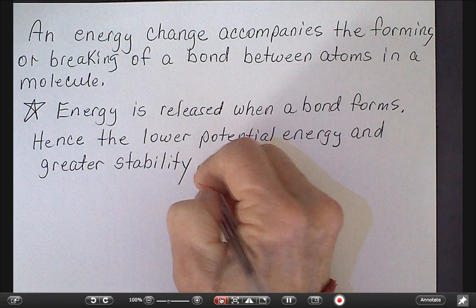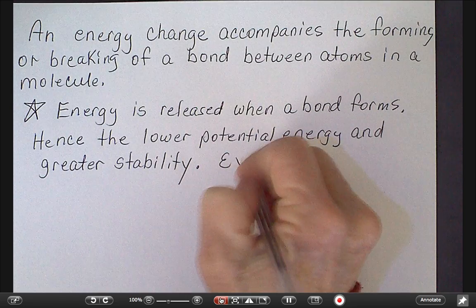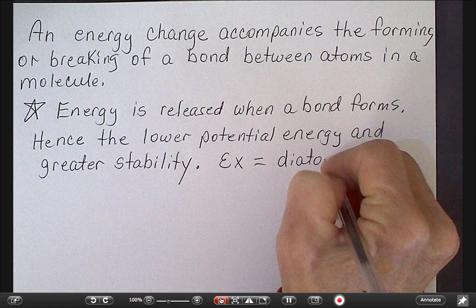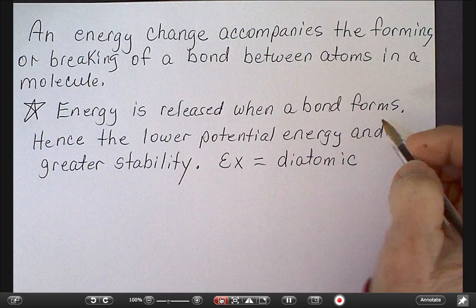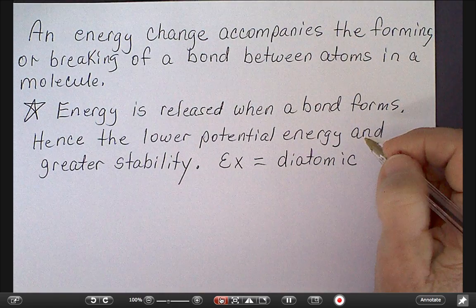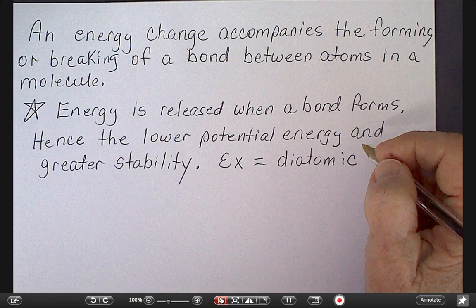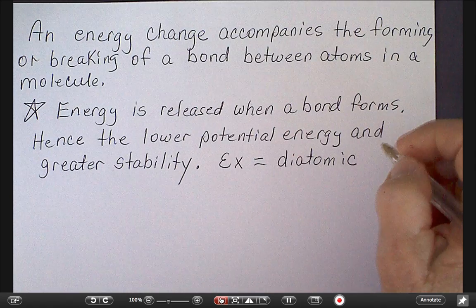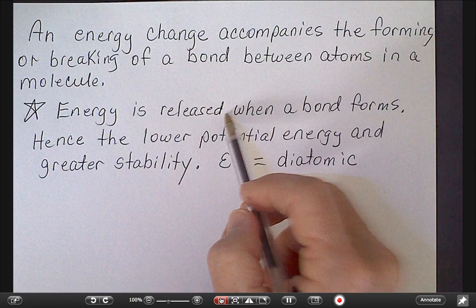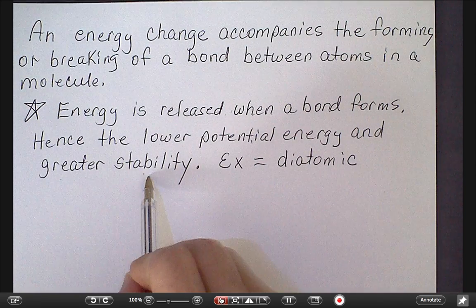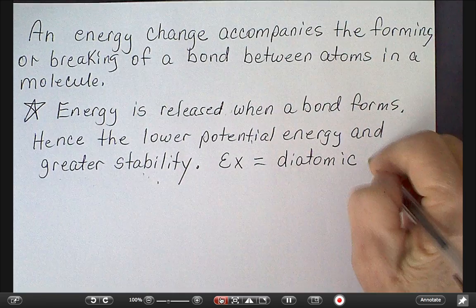Prime example, kids, equal your diatomic molecules. That's why they do not run around in nature as single hydrogen, nitrogen, oxygen, or fluorine, or chlorine, or bromine, or iodine. Because this lowers their potential energy and gives them greater what? Stability.